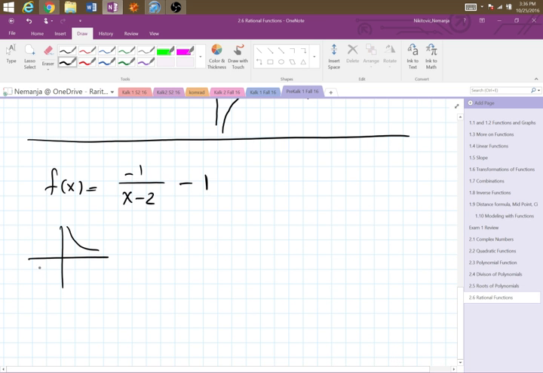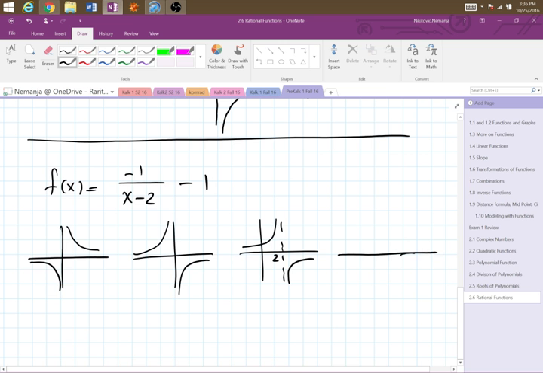I will do this in stages. So this is the default state. Then we are going to reflect that. Then we are going to move it 2 units to the right while reflected. And then the final stage is to move 1 unit down. So we have this one, and then we draw the same shape.